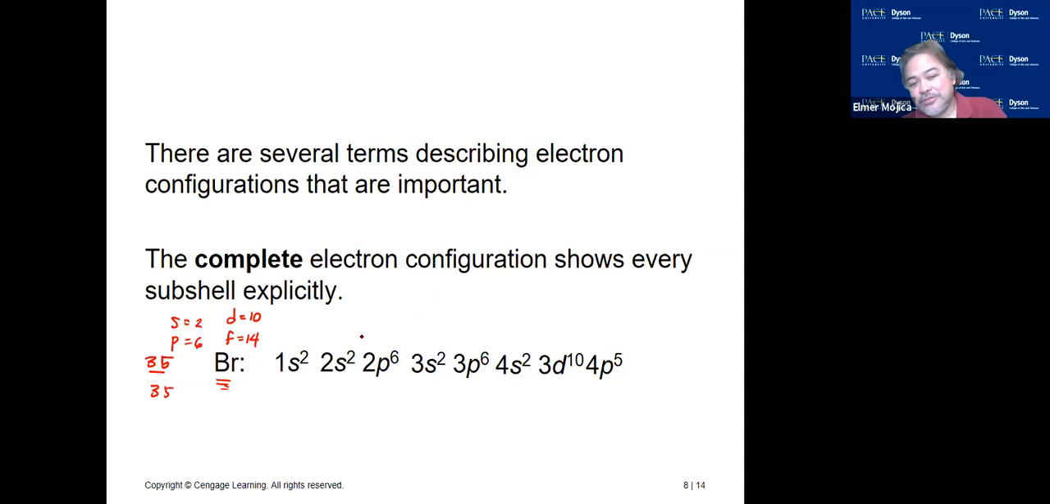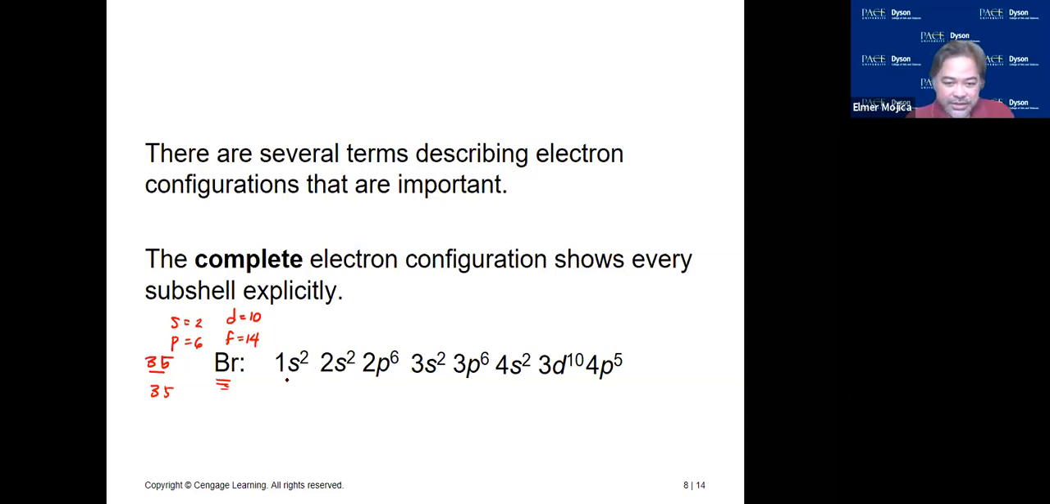Now you may ask, where do we get these numbers? We get it from our previous discussion that each orbital occupies 2 electrons. So s would have 1 orbital, p would have 3 orbitals, d would have 5 orbitals, and f would have 7 orbitals. So multiply each of the orbitals by 2, and you have the number of electrons.